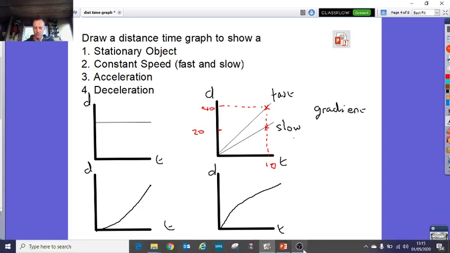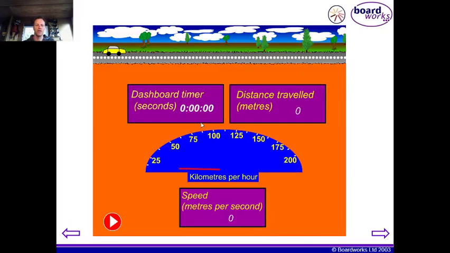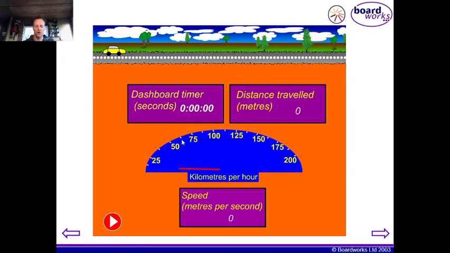Now, to plot distance time graphs, I'm going to take you to this. This is a very nice little simulation. What you've got here is a lovely yellow car. This lovely little yellow car is going to travel along the road, and we're going to record the distance it travels with time. It's going to do this every 5 seconds. If you want to, you can plot this graph yourself, where you've got 0 seconds going right to 55, and you record the distance every 5 seconds. Keep an eye here on the speedo. The speedometer is going to show the speed in kilometers per hour and also in meters per second.